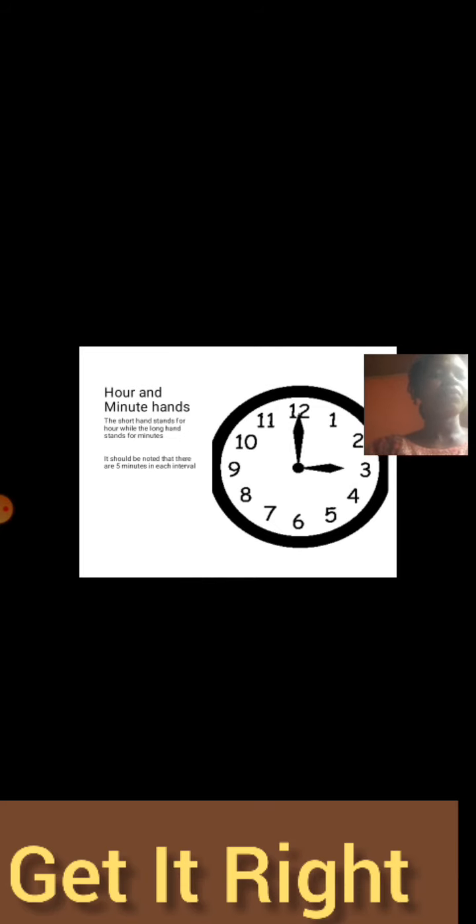Like what we have here now, we have the short hand touching 3 and the long hand, which is the minute hand, touching 12. Remember, the minute hand doesn't tell you the hour. It only tells you about the minutes, and the short hand tells you the hour of the day. Meaning, the short hand is pointing to 3. That means we are in 3 hours. Then the long hand is touching 12.